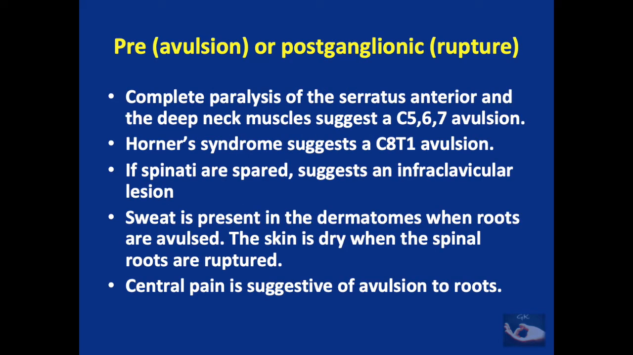We have already seen the complete clinical examination. We need to remember that complete paralysis of the serratus anterior and deep neck muscles suggests a C5-6-7 avulsion. Horner syndrome suggests that there has been a C8 and T1 avulsion. If the spinati are spared, it suggests that it's an infraclavicular lesion, that is, a postganglionic level lesion.